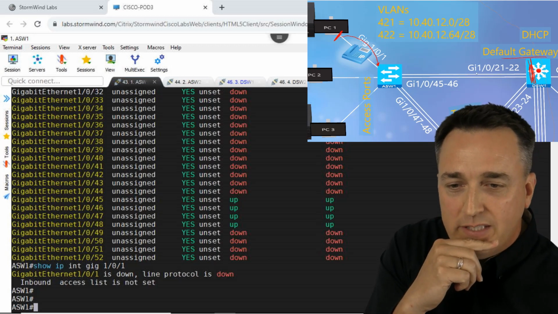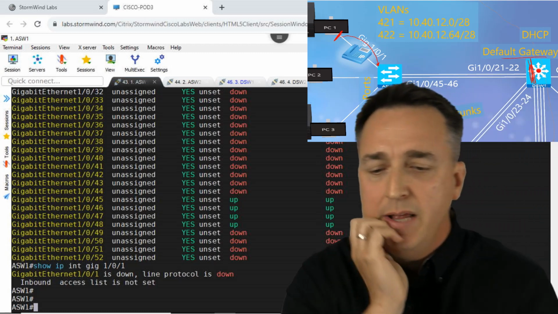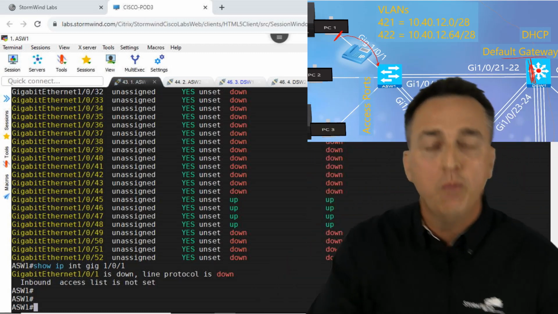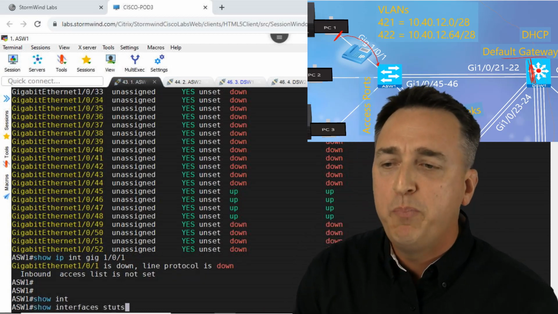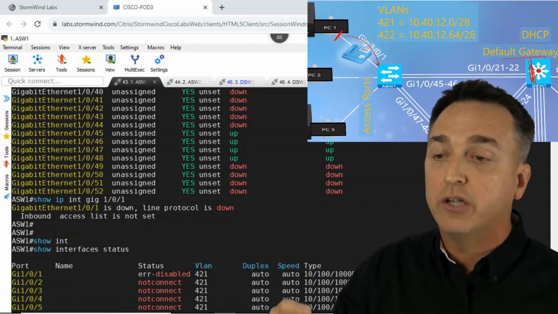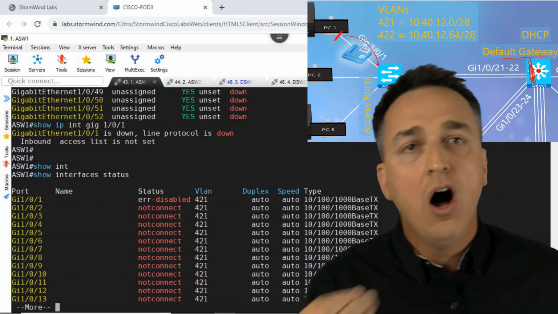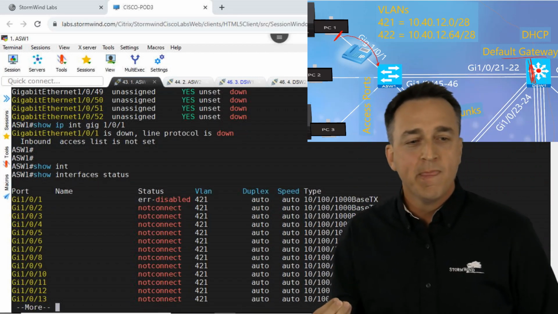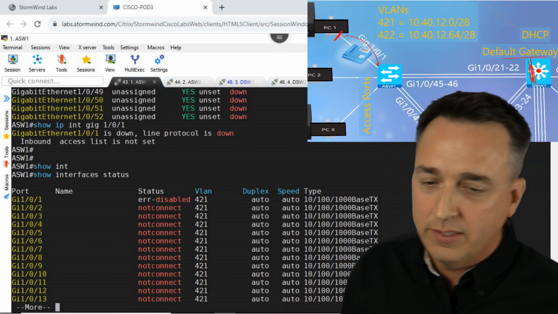So someone said err-disabled. Err-disabled. Really? Good. There you go. Mark says, hey, Raymond, show interface status. That is one of the best commands we can use on our access layer switches to verify the status of our interfaces. Look at that. What do you guys see? What do we all see here?